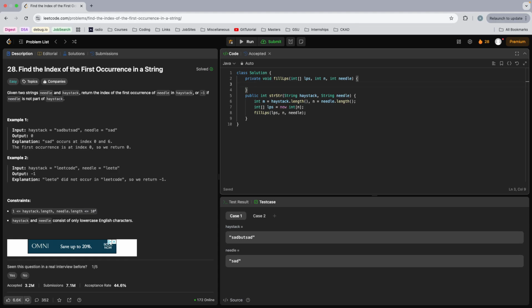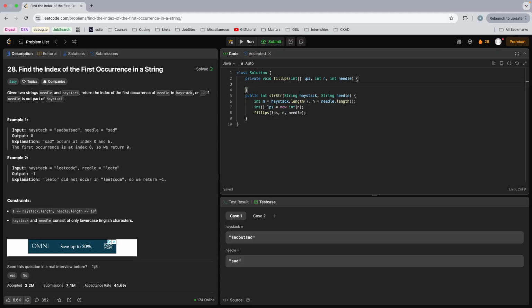So for the initial character, LPS will always be zero, because for a string of length one, the only proper prefix is the empty string. So LPS of zero is always zero. In Java that'll be taken care of because of the default initialization of an array; the values are always zero. If you're using some other programming language, you need to initialize it to zero, which does not have a default.